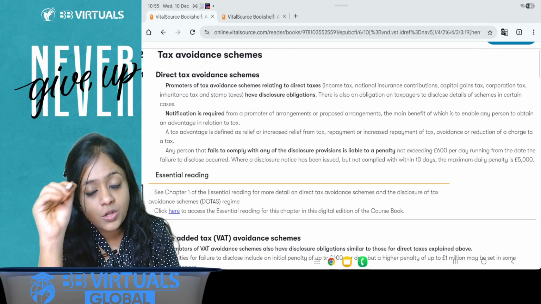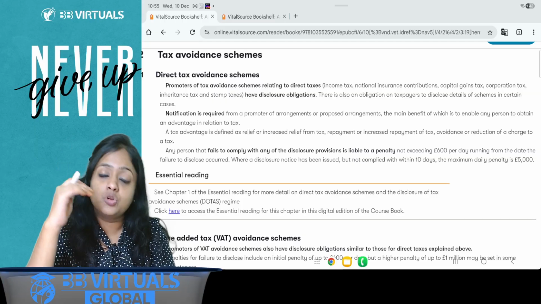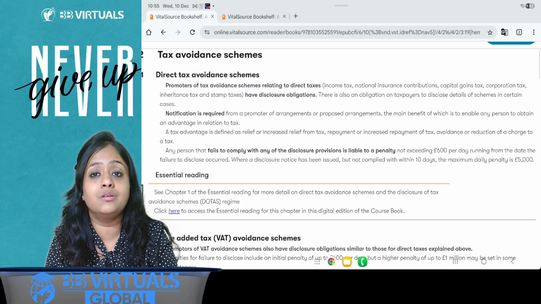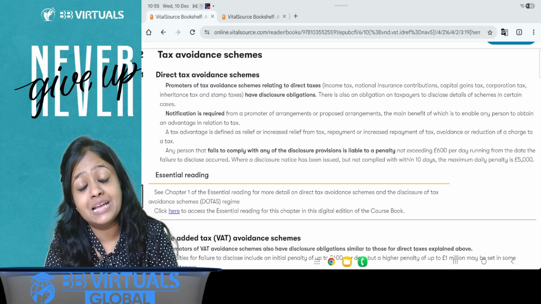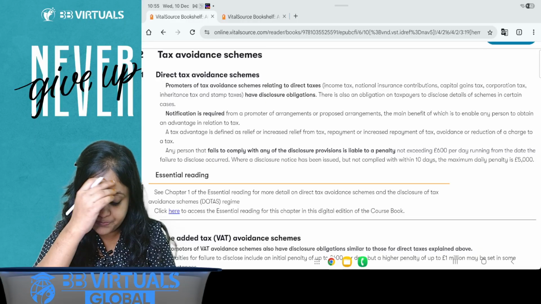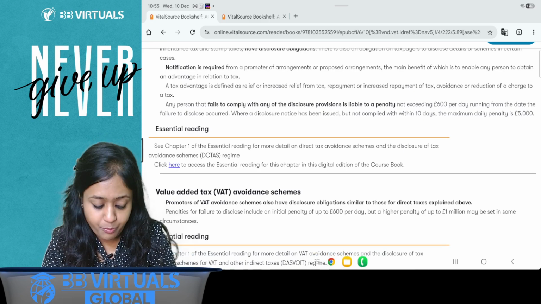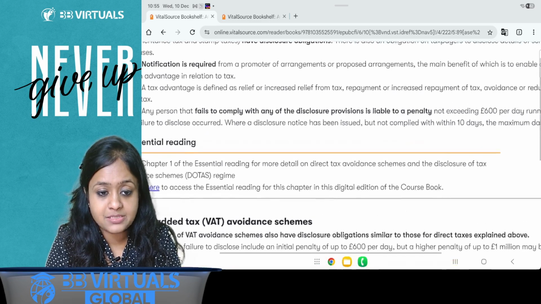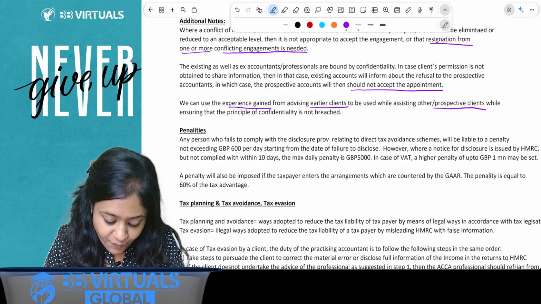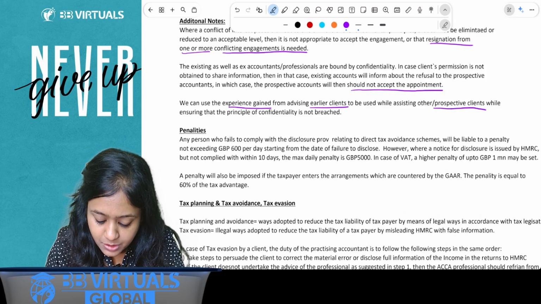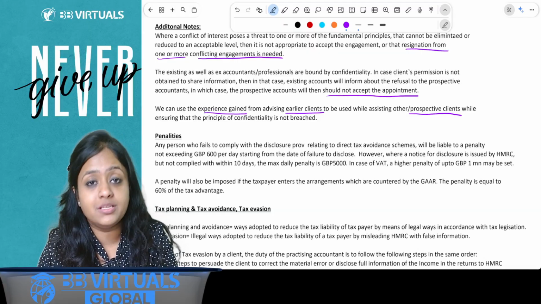Clear? So all those tax avoidance schemes that have a direct impact on direct taxes should be scrutinized in detail to see whether these are genuine schemes or malicious schemes. And in that case, they would be discouraged. Okay, because now I'll take you to that portion. Look here. Any person who fails to comply with the disclosure provisions relating to the direct tax avoidance scheme disclosures, right?